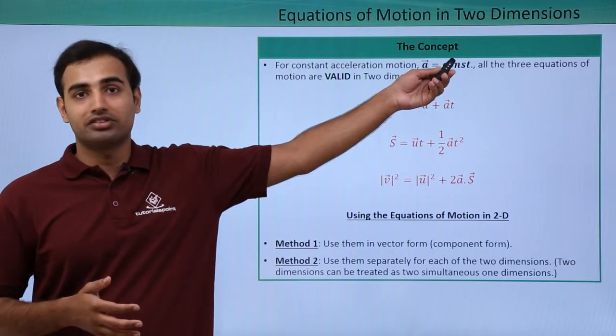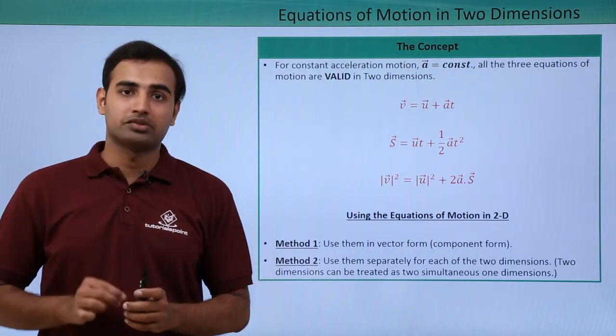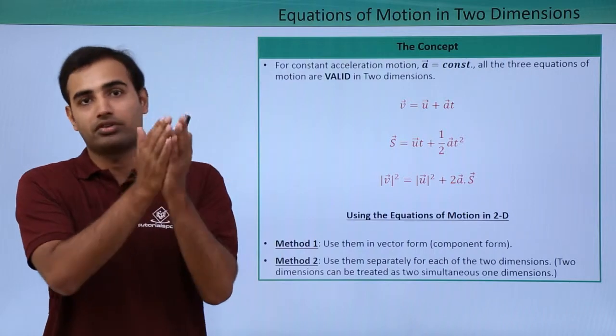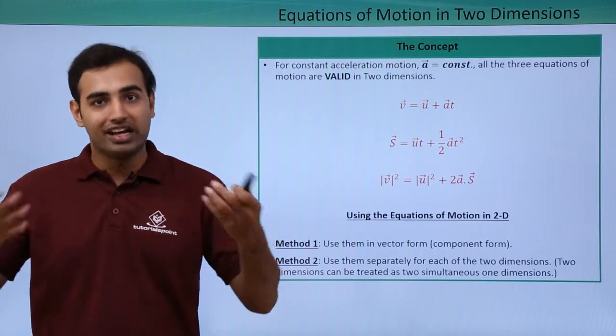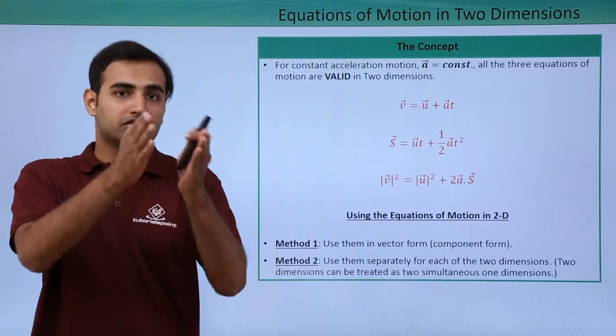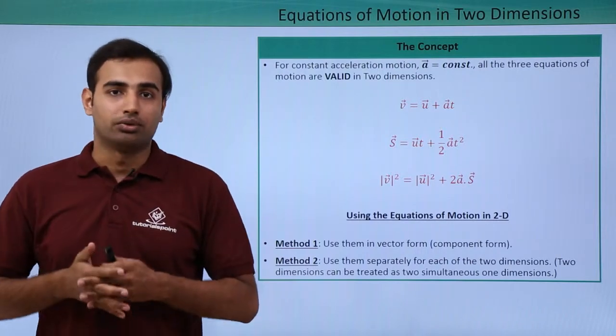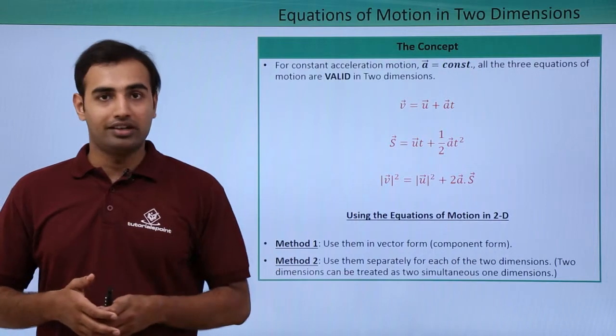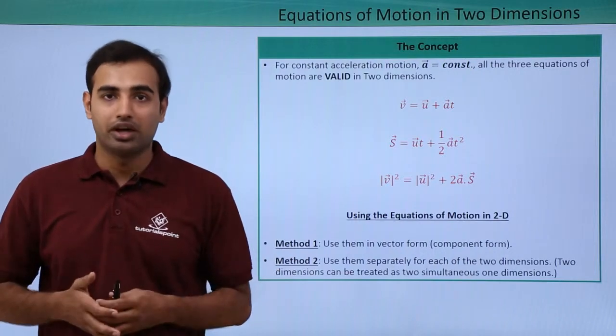Now acceleration constant essentially means the acceleration vector must be constant. It should not be a function of time. So it should be a constant i cap plus a constant j cap. If it's three-dimensional, it should be constant i plus constant j plus constant k. Only then will the equations of motion be valid. So all the three equations of motion are written here in the vector form. You can have a good look at them.